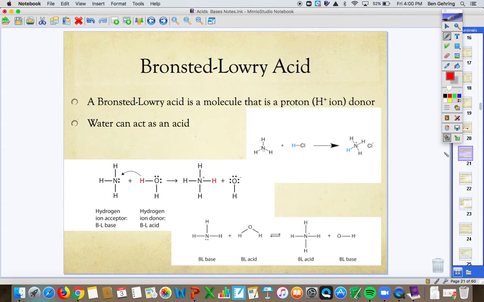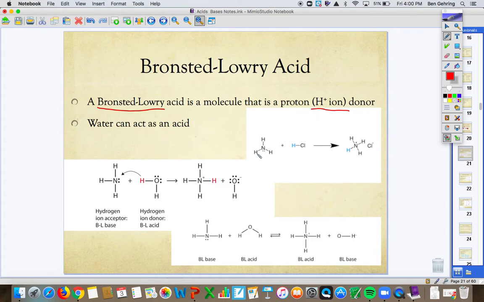Bronsted and Lowry were two different people that worked together on acids and bases in chemistry, and so they formed their own idea, which we call the Bronsted-Lowry definition of an acid and a base. So a Bronsted-Lowry acid is a molecule that is a proton or hydrogen donor. Remember, the Arrhenius acid increased the hydrogen concentration. Bronsted-Lowry is just a proton donor. Essentially, it's the same thing, but just worded a little bit differently to make life confusing.